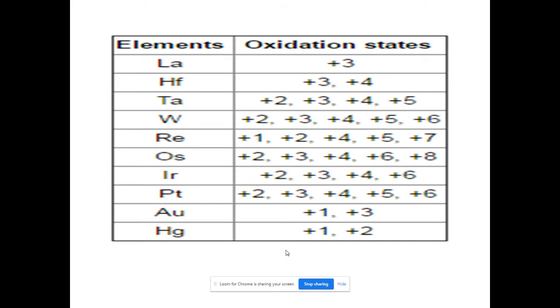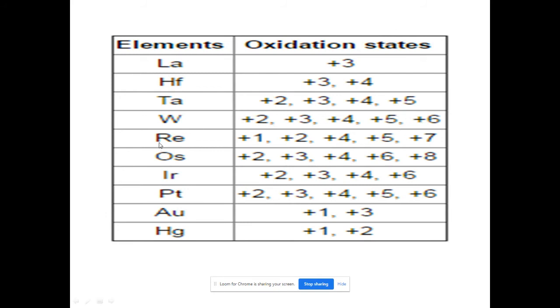Now let's look into the oxidation states of 5D series. The first element is lanthanum with oxidation state of +3. And the next one is hafnium with oxidation states of +3 and +4. And the next element is tantalum with the oxidation states of +2, +3, +4 and +5. And the next element is tungsten, which exhibits various oxidation states of +2 to +6.